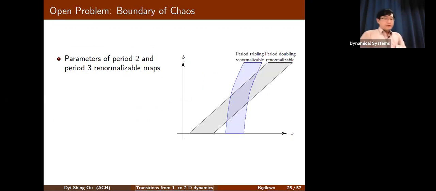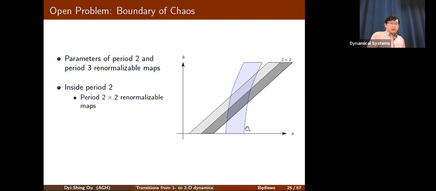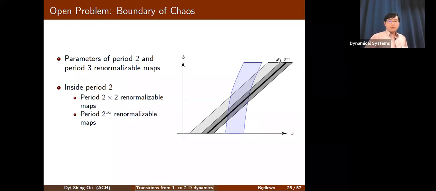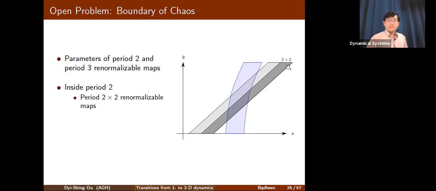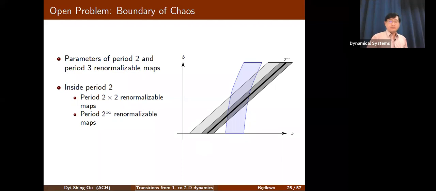Let us move back to the parameters with pure doubling and pure tripling renormalizable maps. Because we applied the renormalization, we can repeat the whole procedure. We can also find parameters that are pure four renormalizable here. If we repeat the procedure again, the intersections will form the parameters such that the maps are infinitely pure doubling renormalizable.